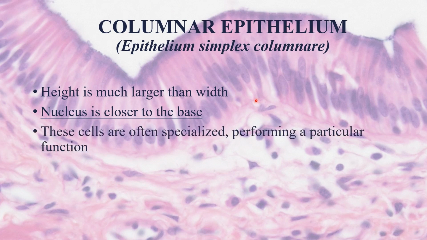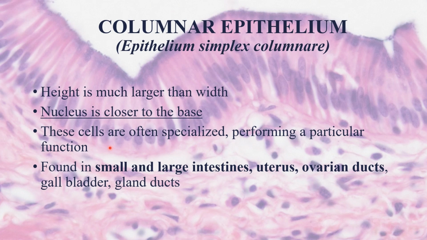And these cells are often specialized, performing a particular function, so depending on which part of the body it is in, that function will be different. And it can be found in small and large intestines, also uterus, ovarian ducts, gallbladder, and gland ducts. So basically, a lot of places where you can find these things.